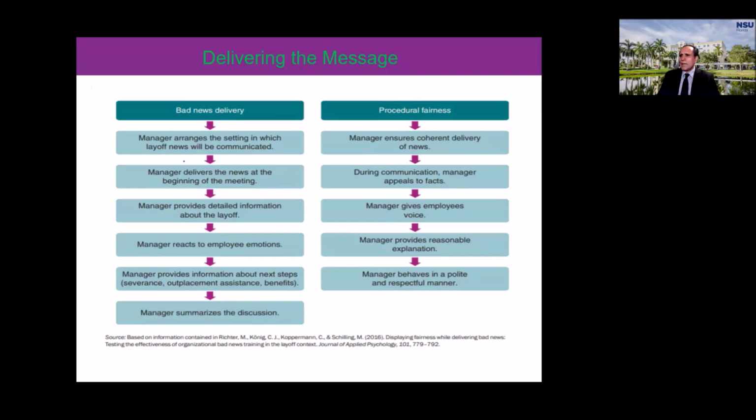And during the communication, managers should appeal to the facts of the case. So even though you may not agree with the decision, keep in mind the organization has already decided. So put your emotions and personal subjective feelings aside and support everything with facts of the situation. As a manager, you should give employees a voice, hear their concerns, and provide reasonable explanations to each concern.